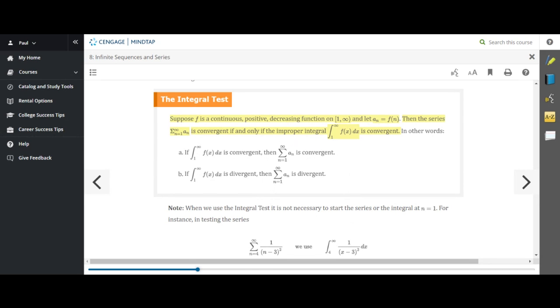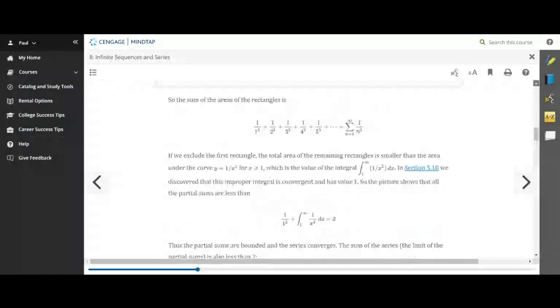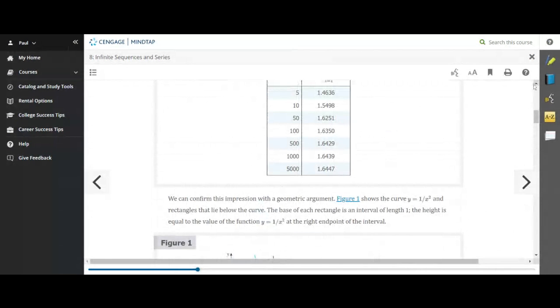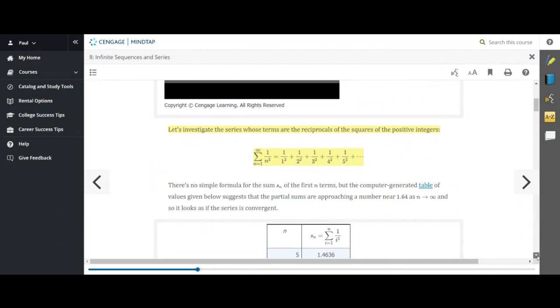To give you a feel for why this is true, look at this series, the sum from n equals 1 to infinity of 1 over n squared. Those are the terms of the series: 1 over 1 squared, plus 1 over 2 squared, plus 1 over 3 squared, and so forth. You can view those terms of the series as areas of rectangles.